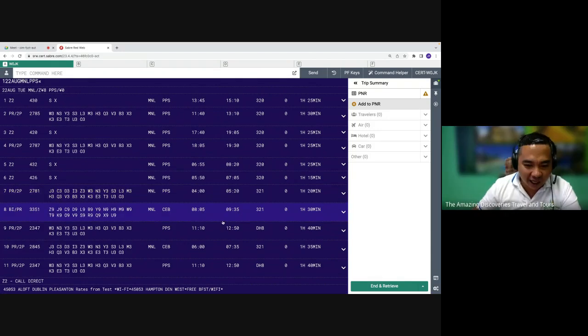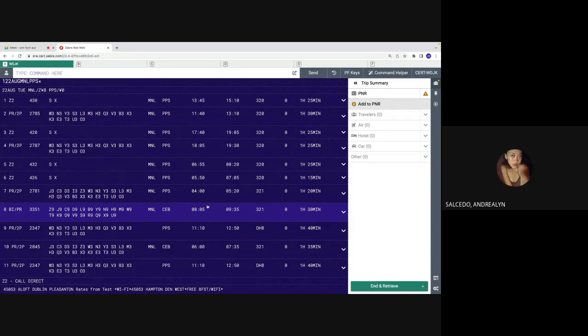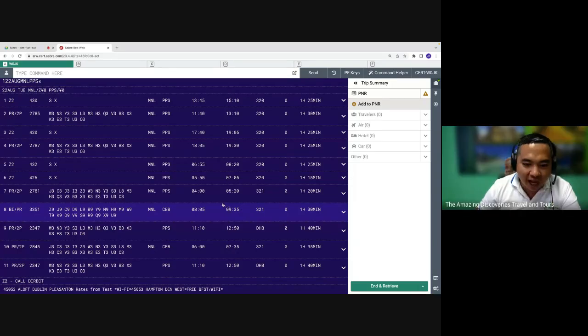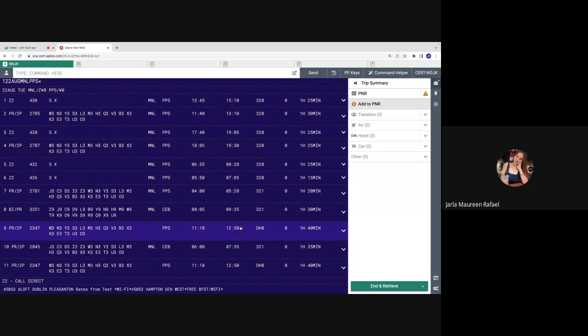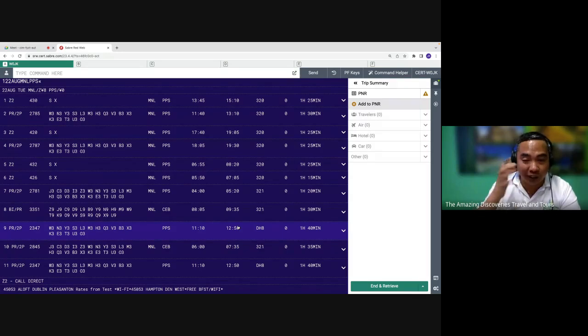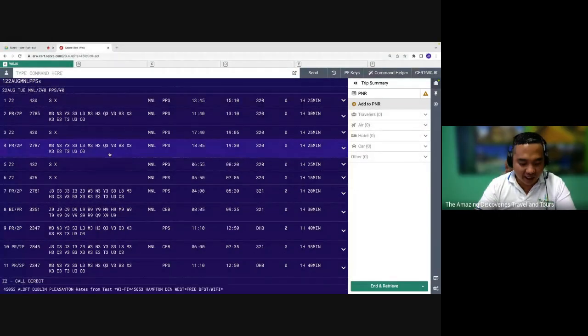Now, let's talk about the connecting flight here. Line number 8, Manila to Cebu, what time is the departure from Manila? 8 a.m. What time is the arrival? 9:35 a.m. Then from Cebu, what time does it depart for Puerto Princesa? 11:10. What time is the arrival in Puerto Princesa? 12:50 p.m. Understood. That is how you're going to read the flight number, the origin, the destination, and then the flight number, and then the seat. Is that clear? Yes, sir. Very good.